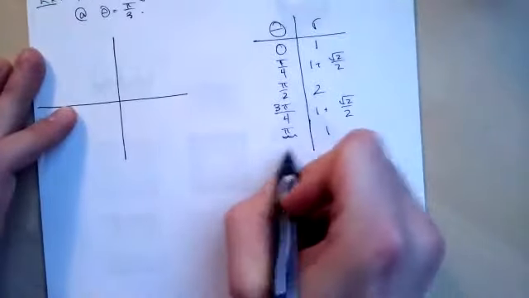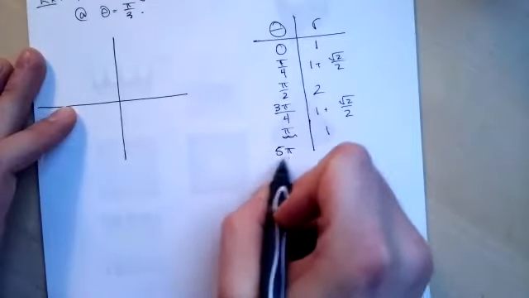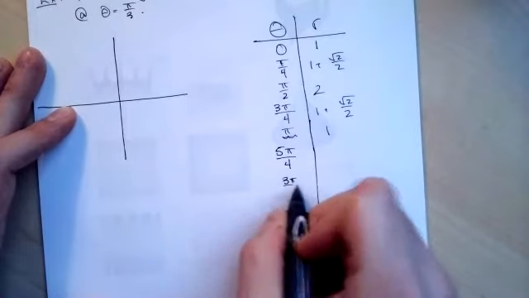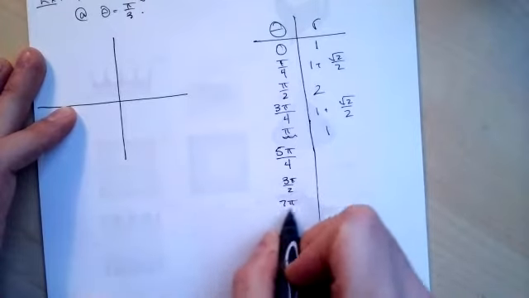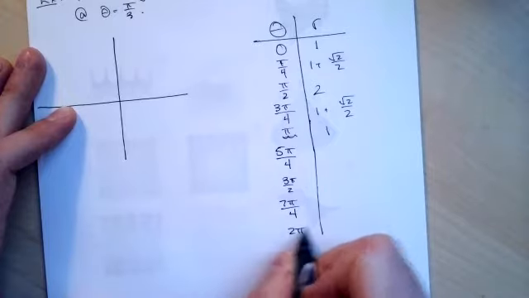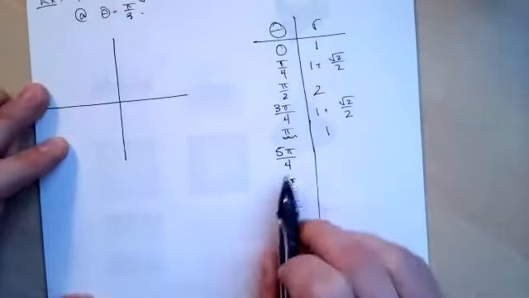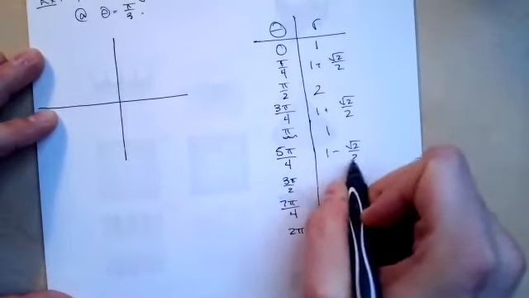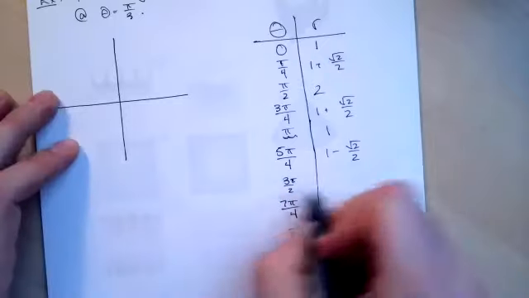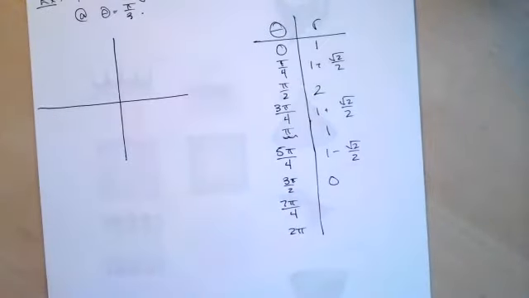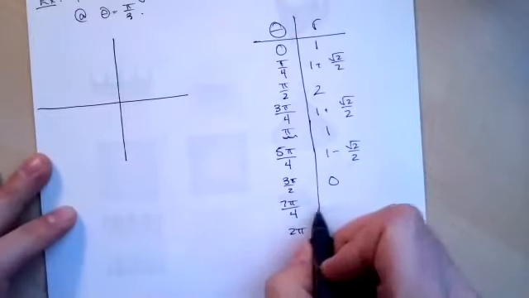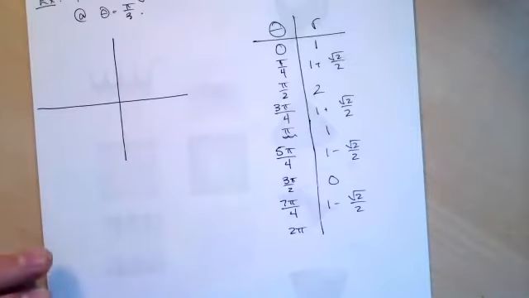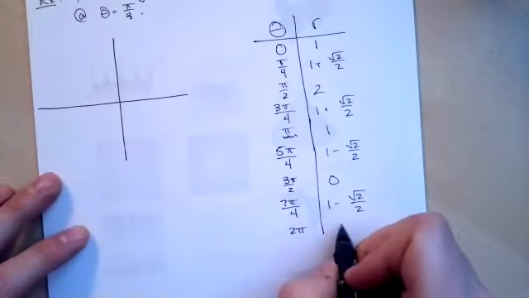Let's keep going and go further around the circle since we haven't made a complete revolution yet. So 5 pi over 4, 3 pi over 2, 7 pi over 4, and 2 pi. At 5 pi over 4, we will start to see 1 minus square root 2 over 2. At 3 pi over 2, we will be at 0. At 7 pi over 4, 1 minus root 2 over 2. And then back around at 2 pi, we'll be back at 1.